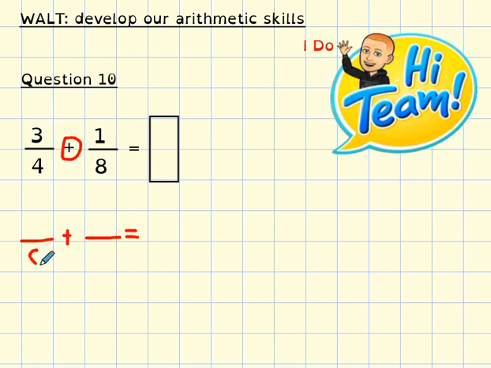But I'm doing add rather than subtract. How do I get from 4 to 8? I times it by 2. So I do the same as my numerator. 3 times 2, which is 6. That remains the same because I'm timesing it by 1.